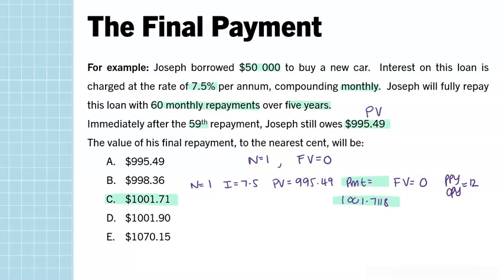Note here the obvious incorrect answer, A, $995.49. The reason why our final payment has to be a little bit more is between the 59th and 60th repayment, the bank has charged Joseph some interest. So it will always be more than what was owed just previous to that.